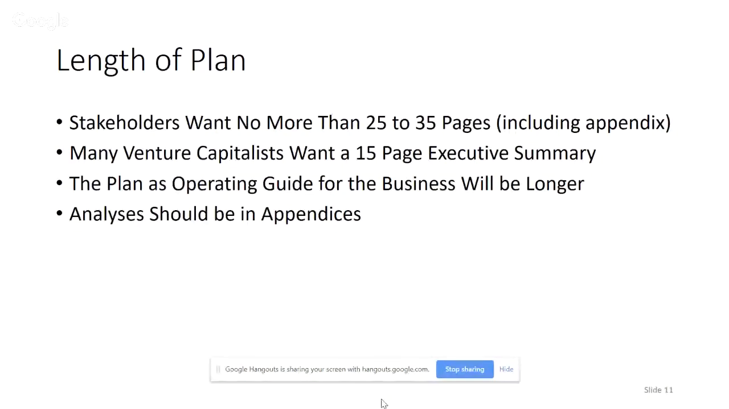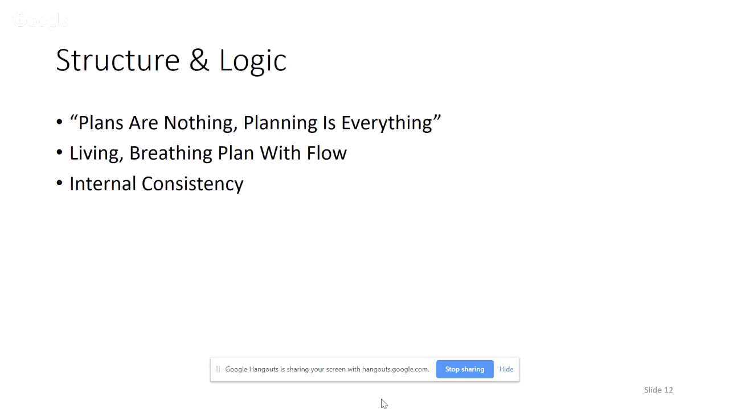And any analysis that you do should be in the appendix, right? Any analysis, any research, your SWOT analysis, your market research, your survey results, put it in the appendix, but just give us the high-level information in the business plan. So the process of putting the business plan together is the key. The parts have to flow from one to another, which demonstrates understanding of the interconnectedness. Therefore, the internal consistency can be lost when parts are done by various people and then assembled, right?